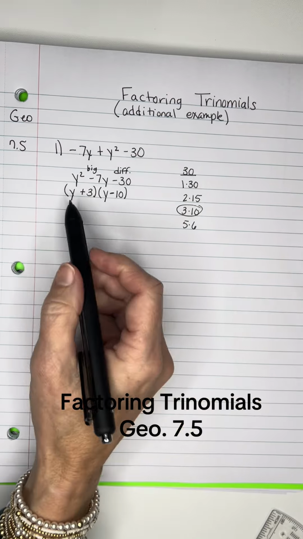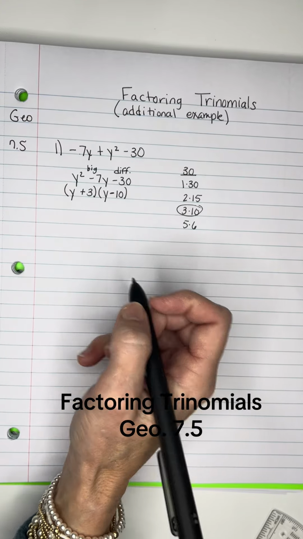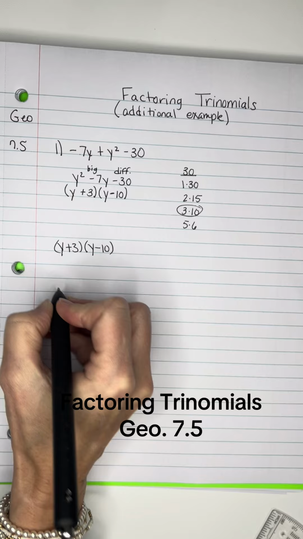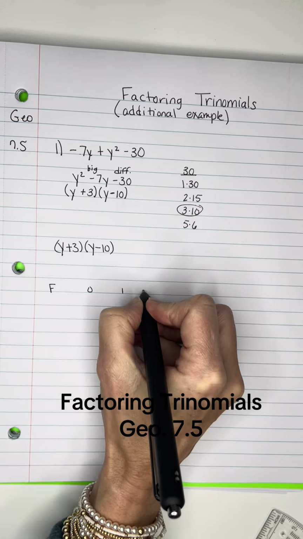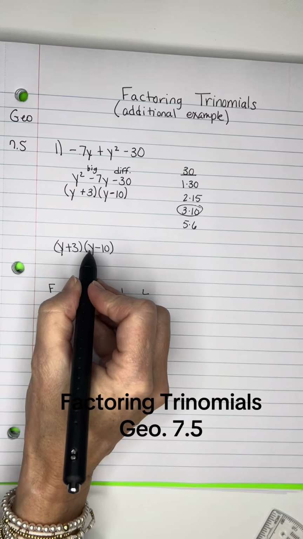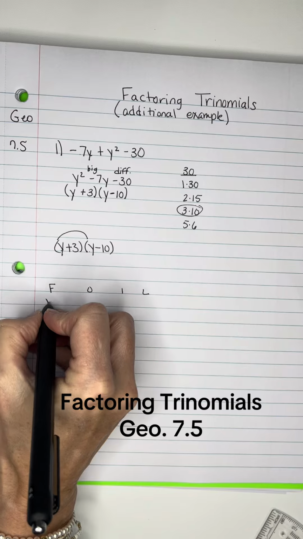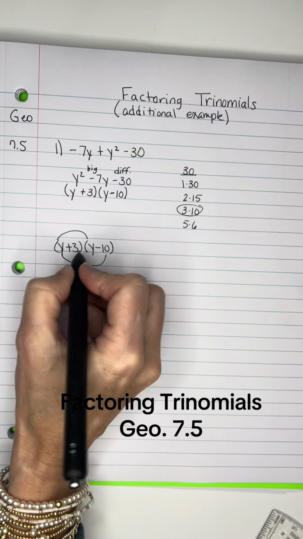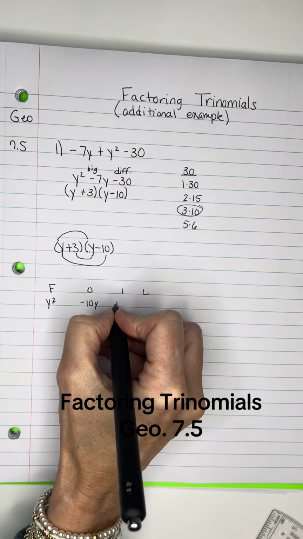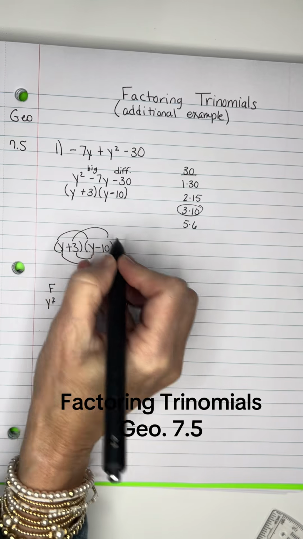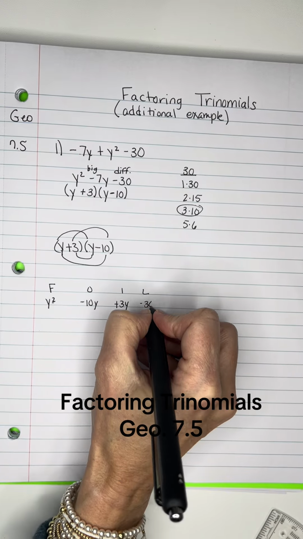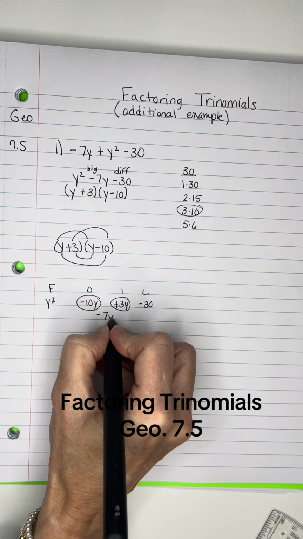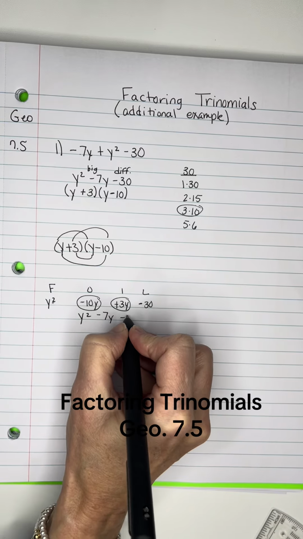Okay, we're going to go back now and just FOIL this together to make sure that it's correct. So it's kind of like a check. For the FOIL, first, outside, inside, last, multiplying trinomials, the first two terms are y times y, which is y squared. The outside terms are y times negative 10, which is negative 10y. The inside terms are 3 times y, which is positive 3y. And then the last terms are 3 times the negative 10, which is negative 30. Combining your two middle terms, which are like terms, you're going to get negative 7y. So y squared minus 7y minus 30.